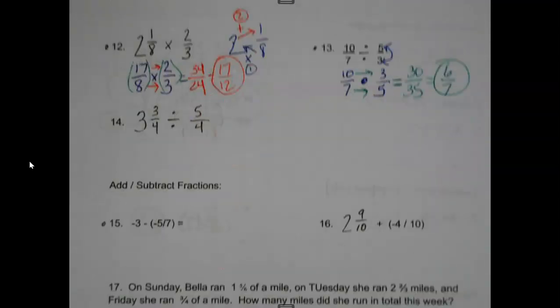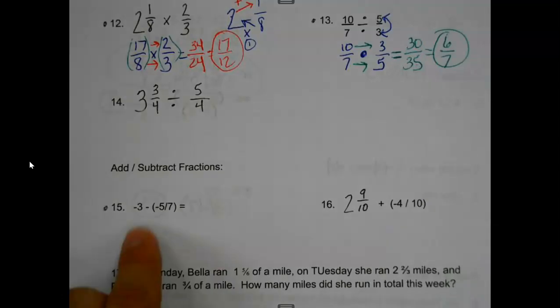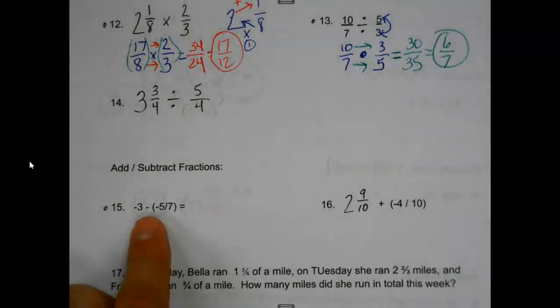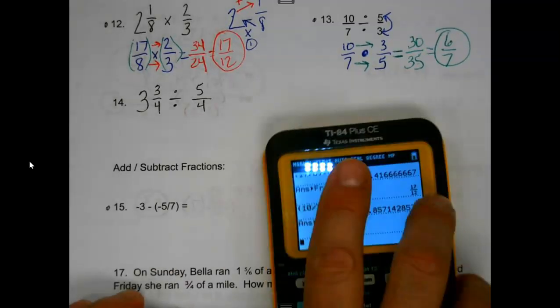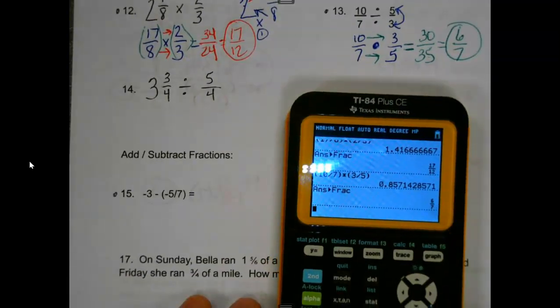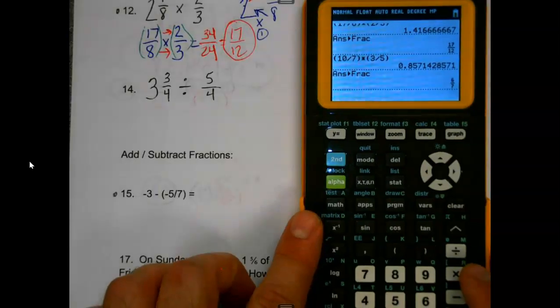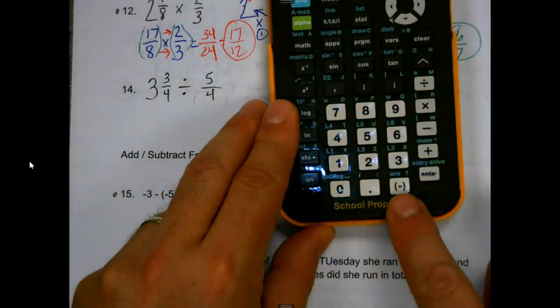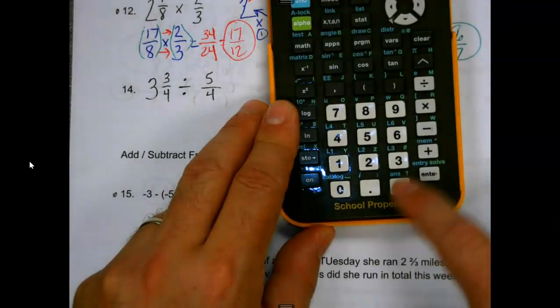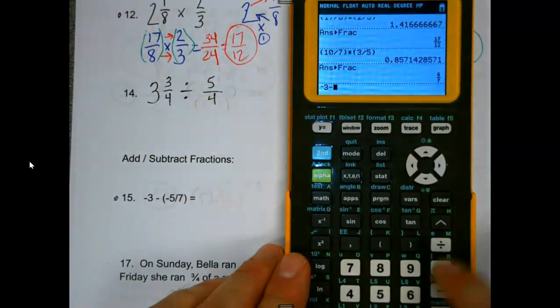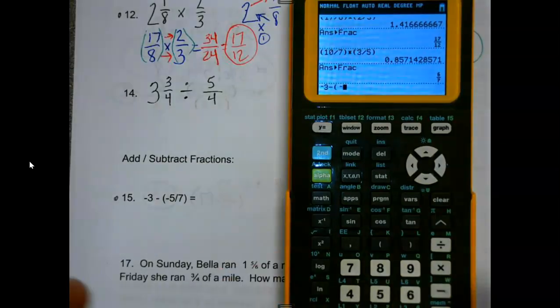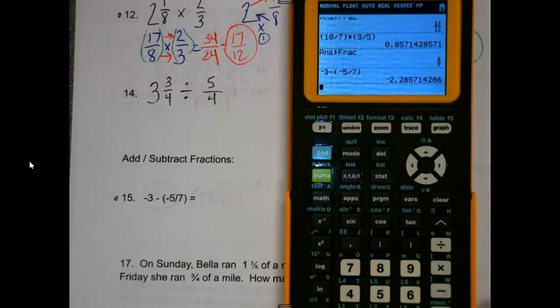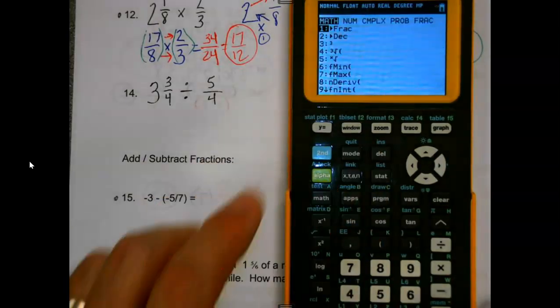Blend in a little. Add or subtract fractions when it's not a fraction. Now, could I, let's see here. Could I just do -3 again? Negative, not minus, negative, minus. Minus, negative, 5 over 7. Could I just go to the calculator? I could, but we don't, no, decimals. Bleh.